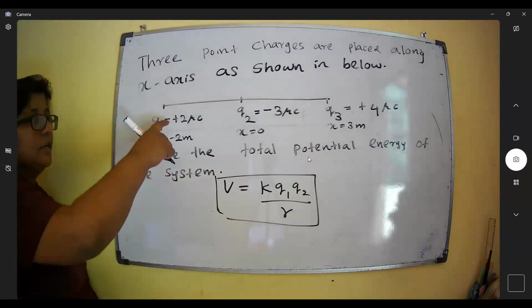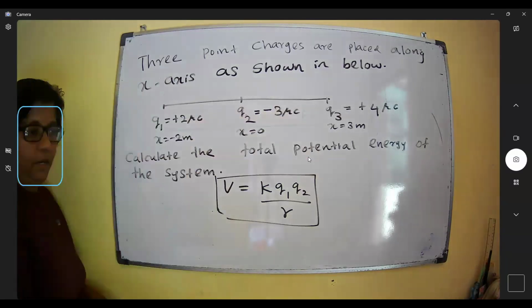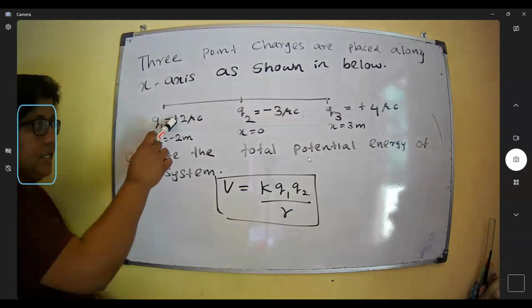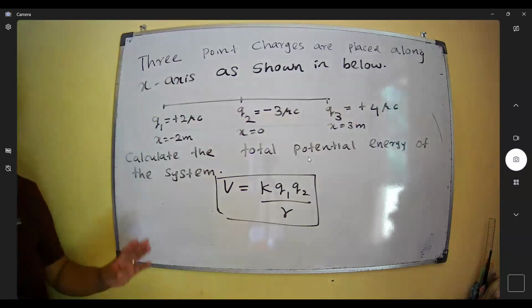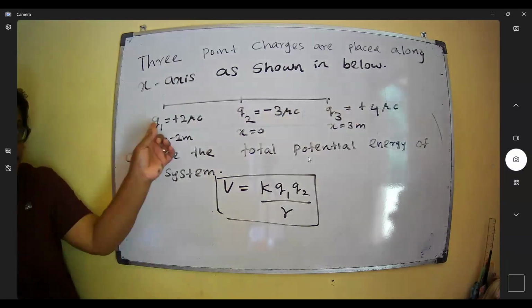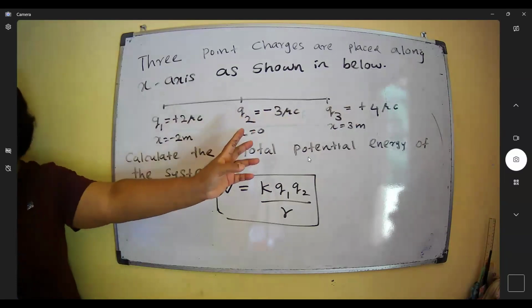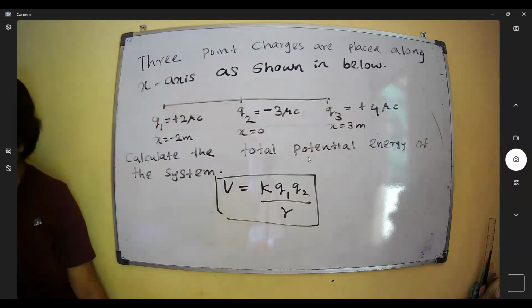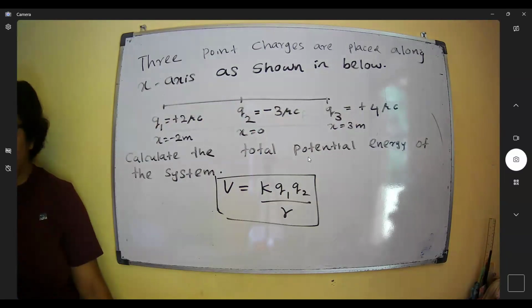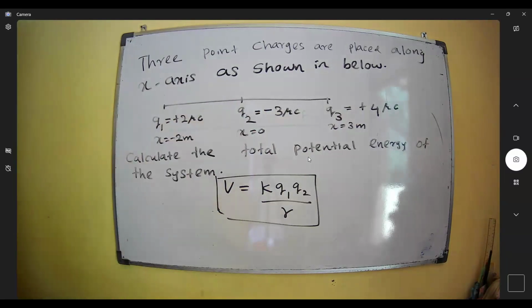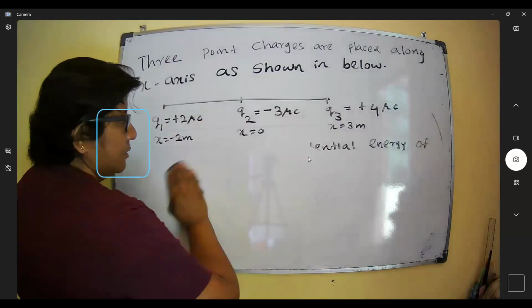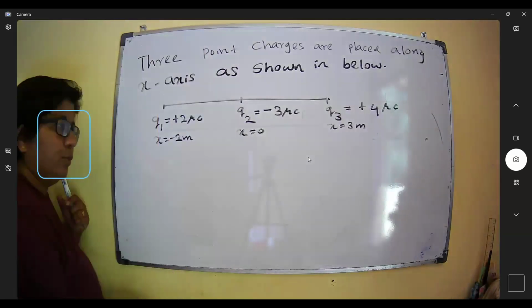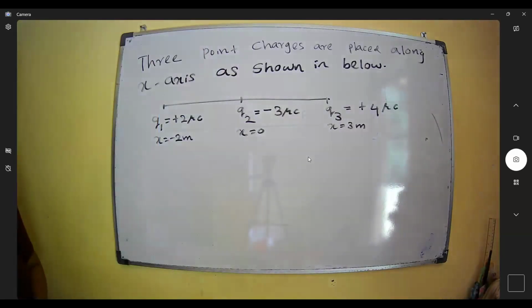Now, there are three charges in the system along the x-axis: 2, -3, and 4. Then three pairs we have to consider in this diagram: 1 and 2, 2 and 3, and also 1 and 3.